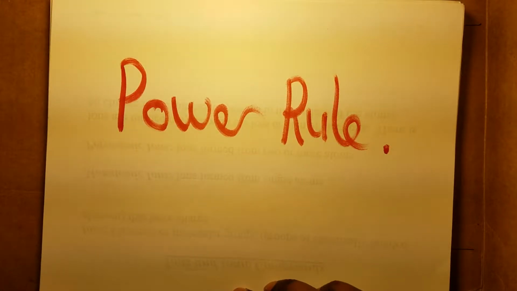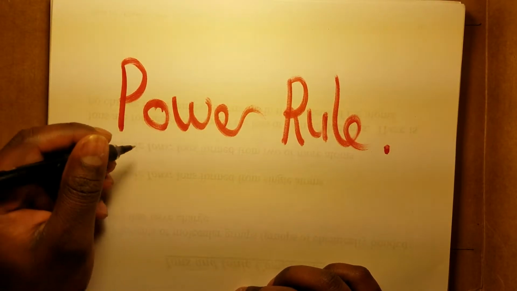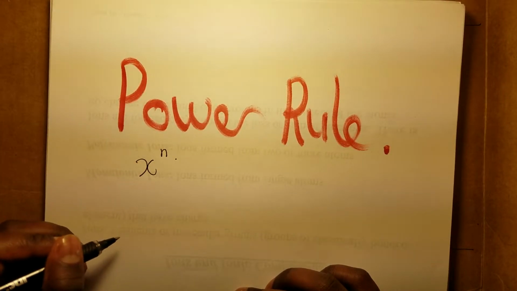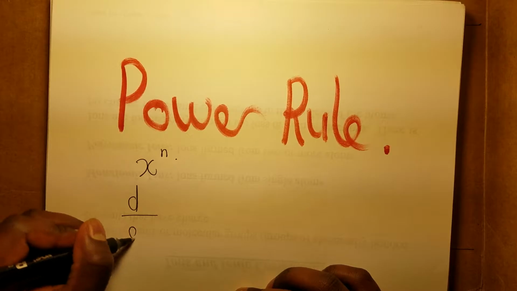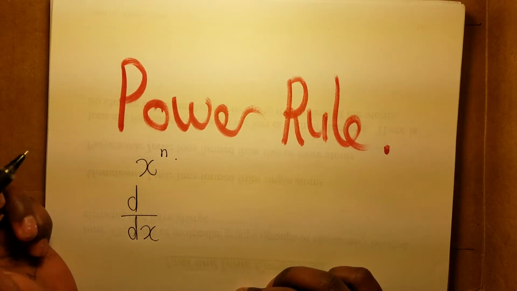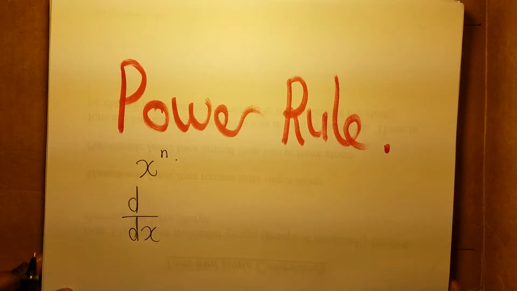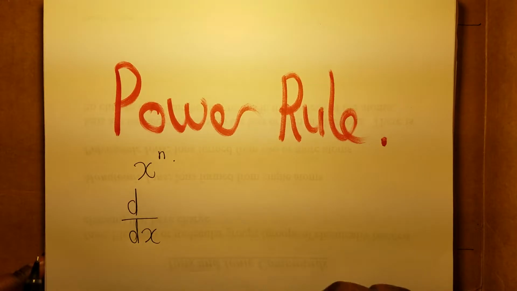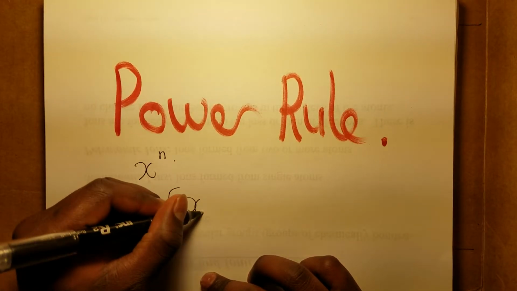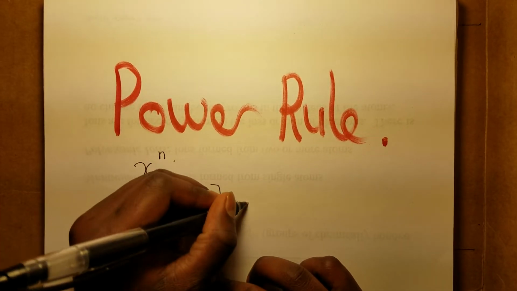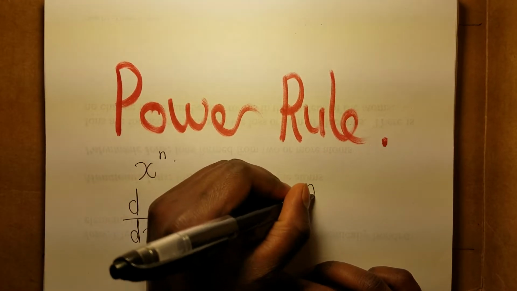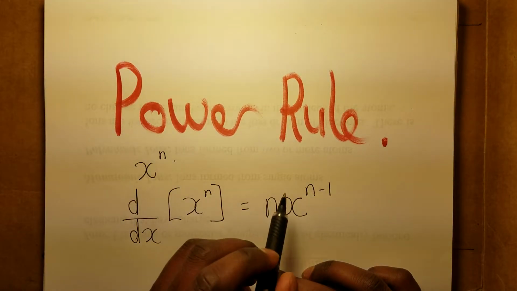So now we're going on to the power rule. The power rule states that if you have a function x raised to a power, then the derivative of x raised to a power is equal to n x to the n minus 1, where you bring the n down here, and subtract 1 from the power.